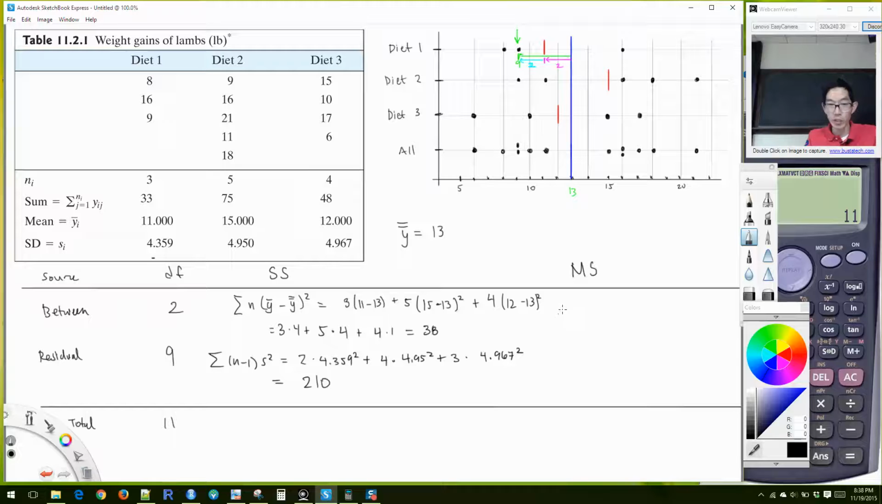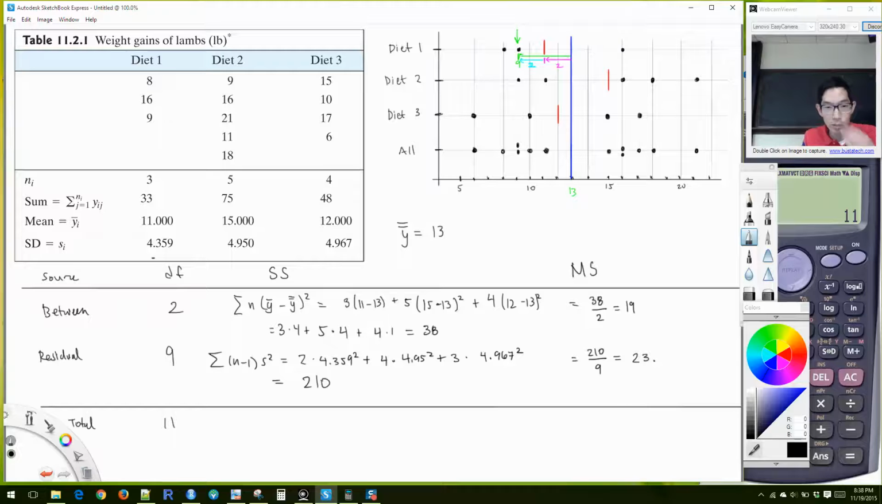Okay. So our mean squares is going to be sum of squares, 38, divided by the degrees of freedom, 2. So I get 19. And the mean squares here is 210 divided by degrees of freedom, 9. So I get 23.33.